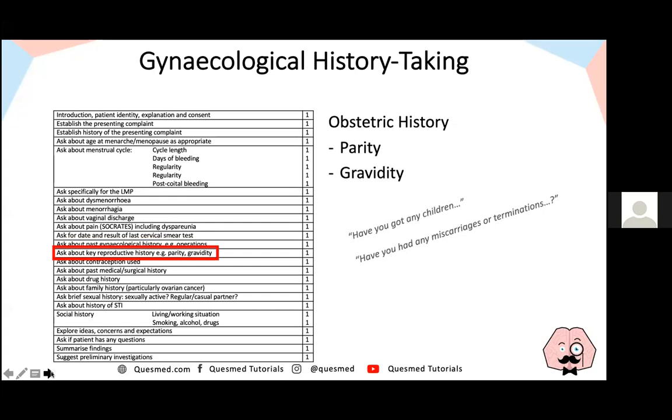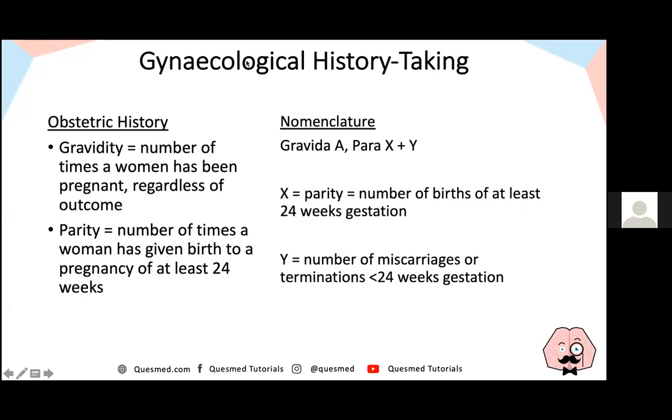We take a brief obstetric history. Usually in a gynaecology station, there is a mark for asking an obstetric history. So a quick refresher on asking about an obstetric history. Gravidity is the number of times a woman has been pregnant, regardless of what happened with that pregnancy. Parity is the number of times a woman has given birth, and that could be vaginal or C-section, to a pregnancy of viability. By viability, we normally say that's at least 24 weeks gestation. And we normally include miscarriages and terminations in that.